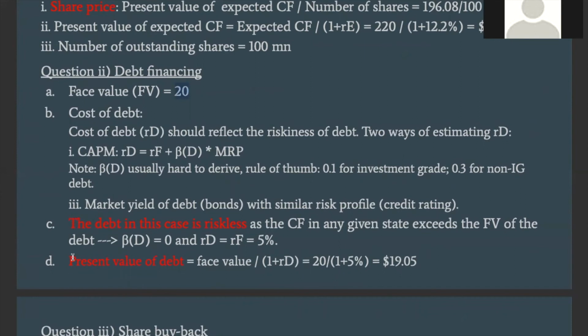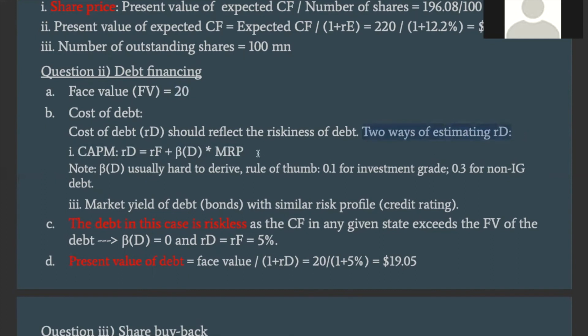To find the present value of debt, or any cash flow for that matter, all you need is the cash flow and then the discount rate for the cash flow. So the cost of debt would be the discount rate for the debt cash flow. And like any other cash flow, the cost of debt should reflect the riskiness of the debt in this case, right? And there are generally two ways to estimate the cost of debt.